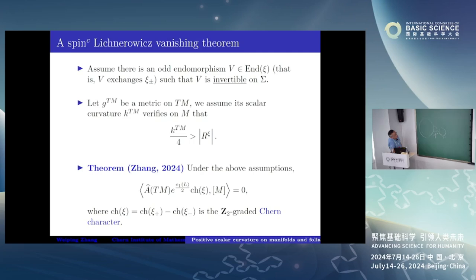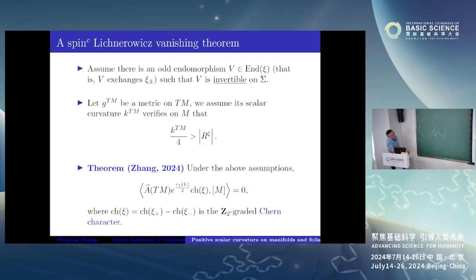Then we assume that there is a metric such that the scalar curvature verifies this condition. We state a theorem: under these assumptions, which is V invertible on this submanifold with this curvature condition, then the spin C index, which is topologically expressed in this term, will be 0. Here the Chern character is the Z2 graded Chern character. There's a difference from before.